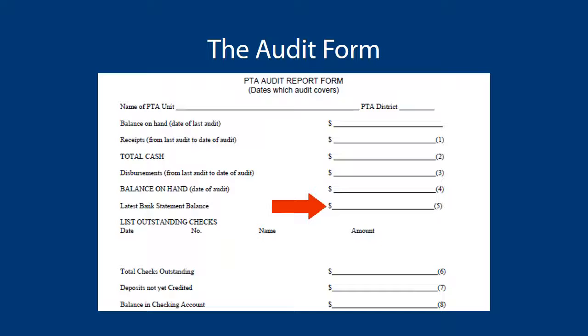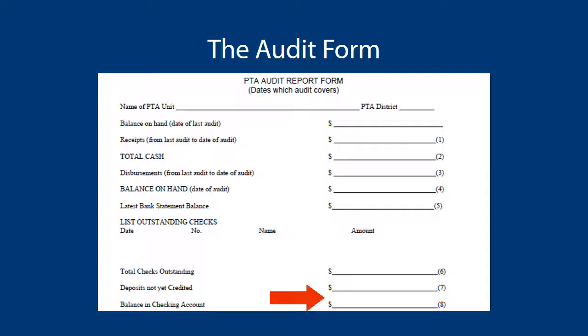Line 5 is the balance of the PTA's account at the end of its last bank statement prior to the audit date. In this area, the audit committee will record any checks that have been written but have not cleared the PTA account as of the last bank statement. The total value of these outstanding checks is then recorded in line 6. On line 7, the audit committee records the total of any deposits that have been made that have not been credited to the PTA account as of the last bank statement.